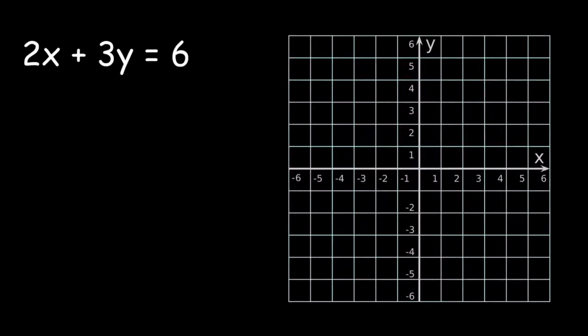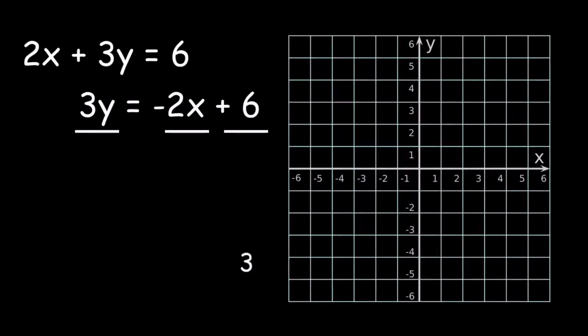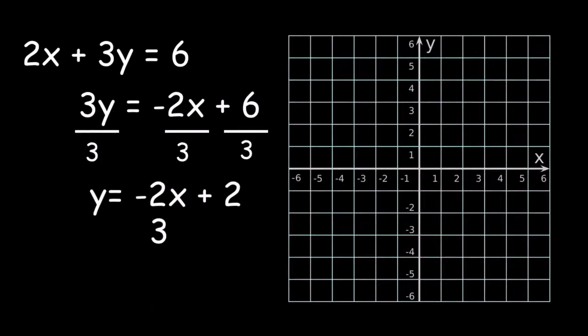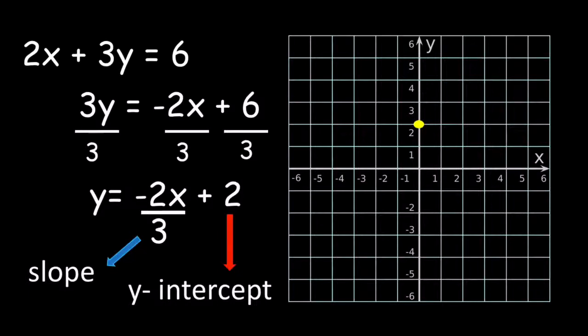Now we will change the standard form to the slope-intercept form, from 2x plus 3y equals 6 to 3y equals negative 2x plus 6. Then we will apply the law of equality so that y would be left alone on the left, so we'll divide both sides by 3. So our slope-intercept form will be y equals negative 2x over 3 plus 2, where negative 2x over 3 is the slope, and the 2 is the y-intercept. And you can see its graph on the right side.